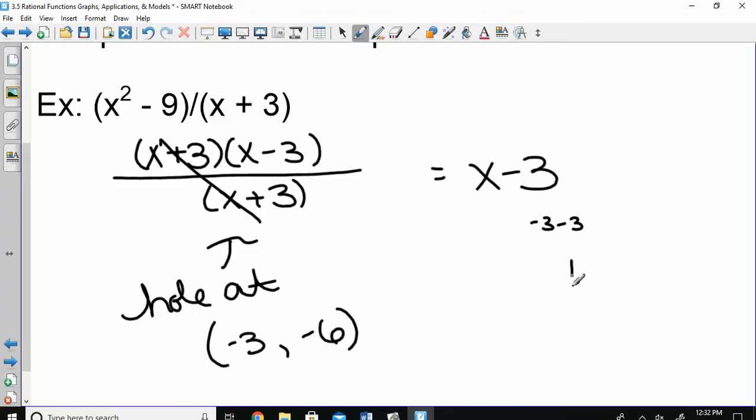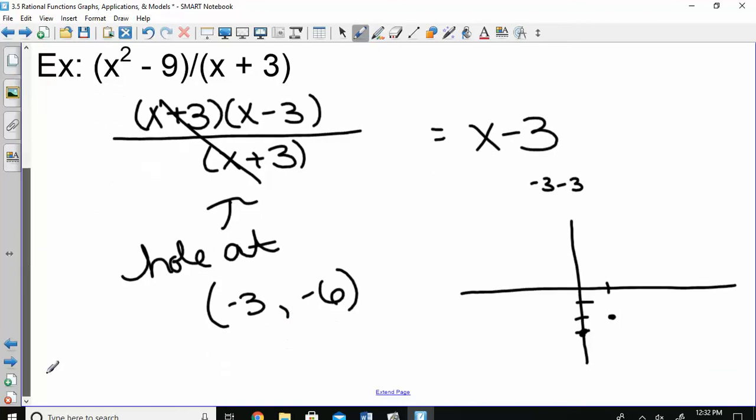So when we graph this, x minus 3, that's just a line, y-intercept of -3, slope of 1, but it has a hole, an open circle, at -3, -6. How did you get the x value? The thing that canceled out, you set it equal to 0. So we have to factor first to see if we're going to have any holes in our graph. Okay, and if you do, you have to find the entire ordered pair, so you can put an open circle there. If nothing cancels, then we move on to the next step.